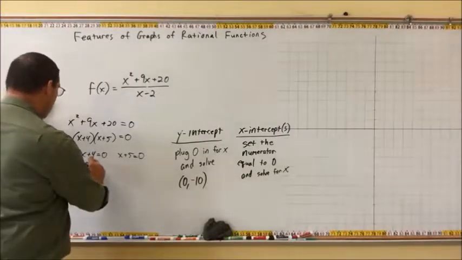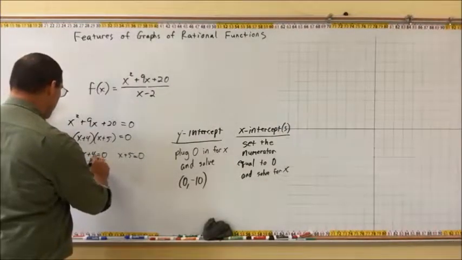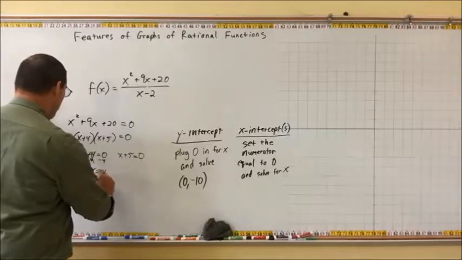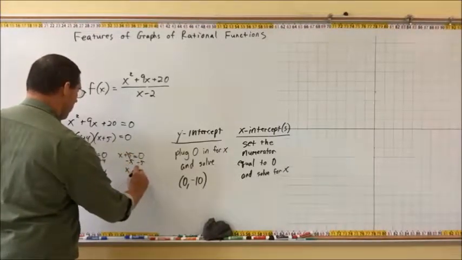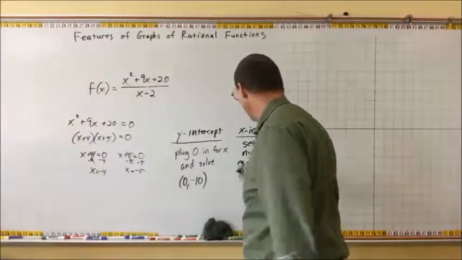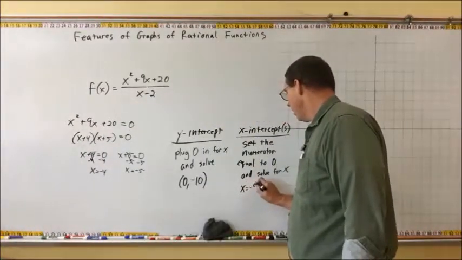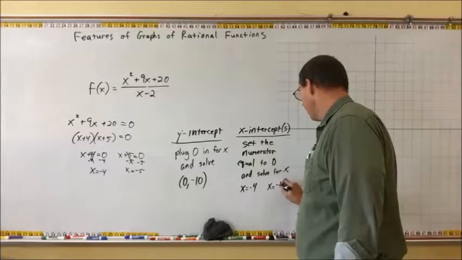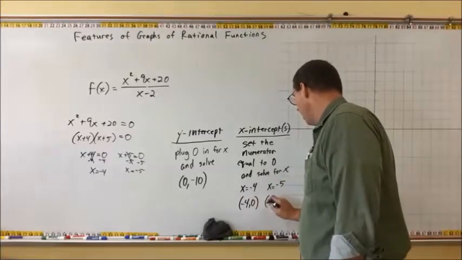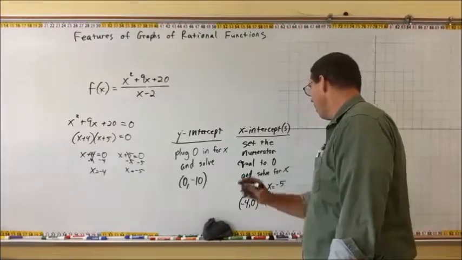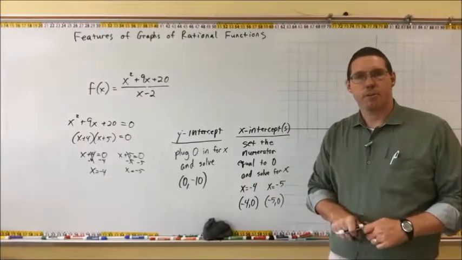Subtract 4 from both sides. X equals negative 4. Subtract 5 from both sides. X equals negative 5. And so our x-intercepts are x equals negative 4 and x equals negative 5, or write them as negative 4, comma, 0 and negative 5, comma, 0. And that's our x-intercepts and our y-intercept.